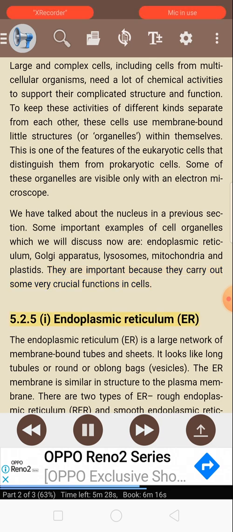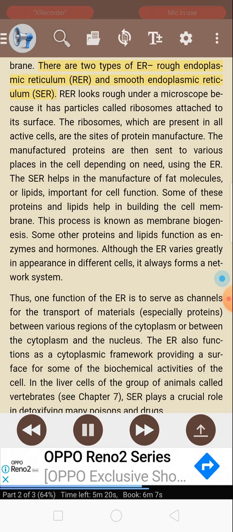5.2.5 I Endoplasmic reticulum. The endoplasmic reticulum is a large network of membrane-bound tubes and sheets. It looks like long tubules or round or oblong bags, vesicles. The membrane is similar in structure to the plasma membrane. There are two types: rough endoplasmic reticulum, RER, and smooth endoplasmic reticulum, SER. RER looks rough under a microscope because it has particles called ribosomes attached to its surface. The ribosomes, which are present in all active cells, are the sites of protein manufacture. The manufactured proteins are then sent to various places in the cell depending on need using the ER.